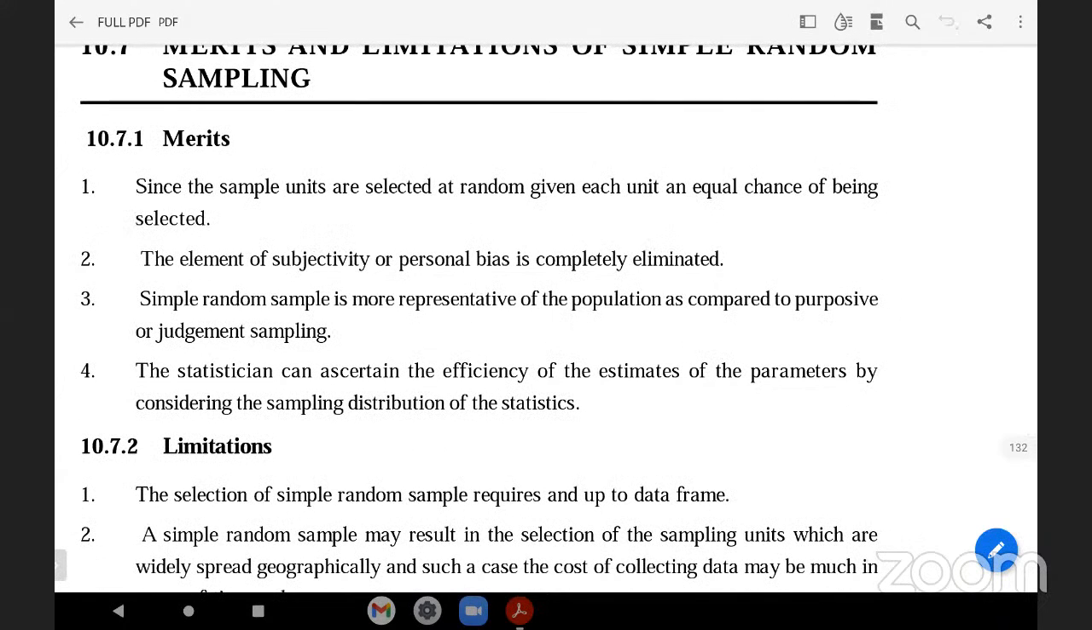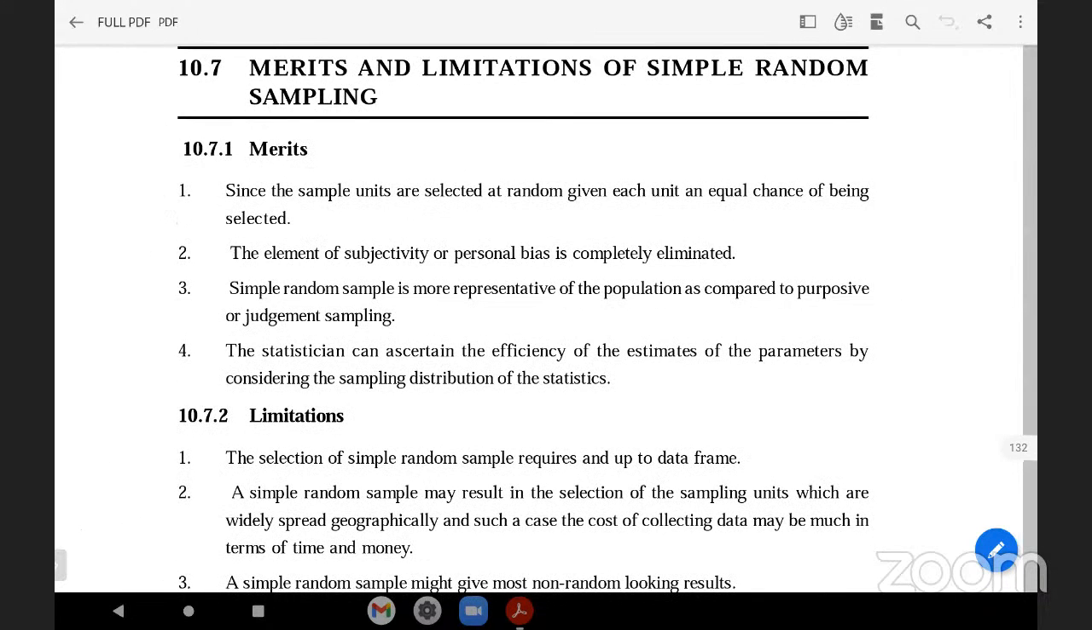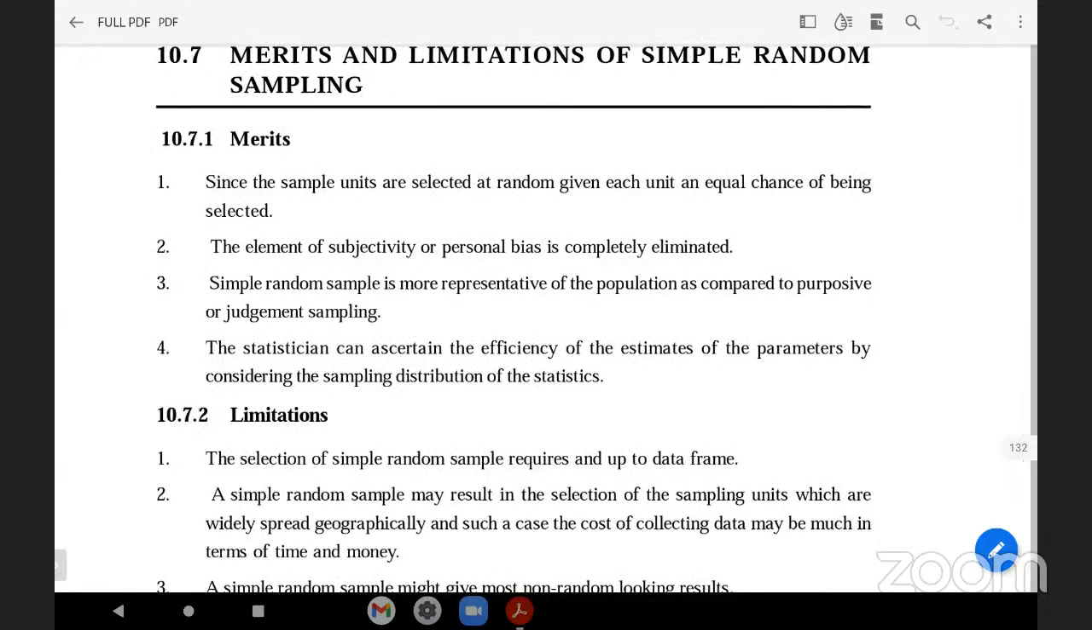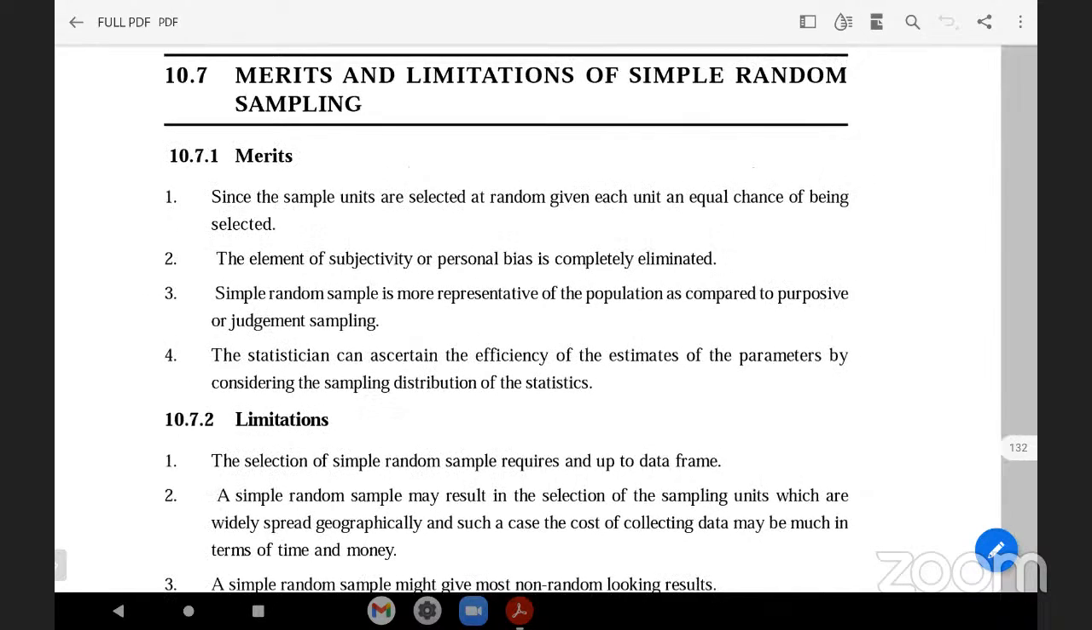Next, a simple random sample is a more representative representation of the population as compared to purposive or judgmental sampling. So that is correct. You are collecting sampling information, but you should also take care whether the analysis is correct. If you take unbiased information, then you can give a correct judgment. That is one of the merits of sampling.